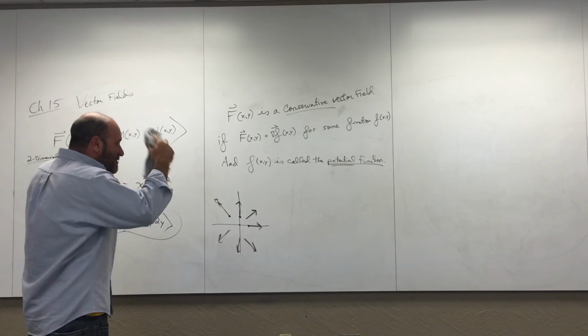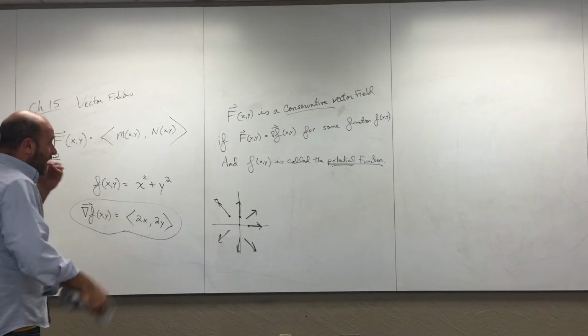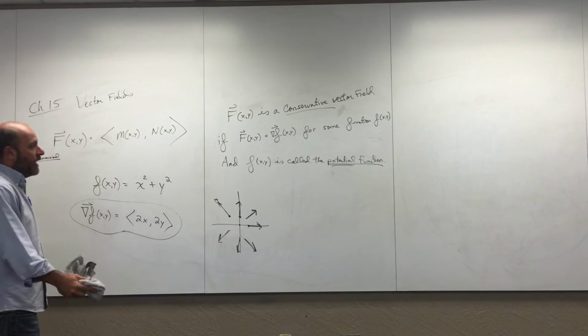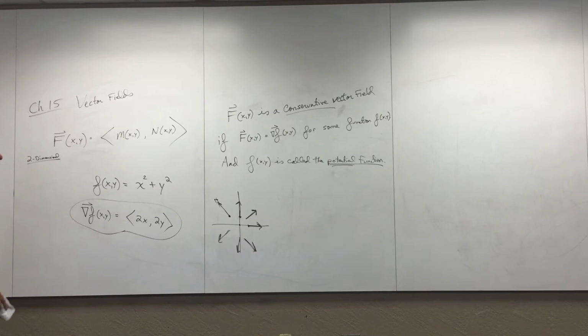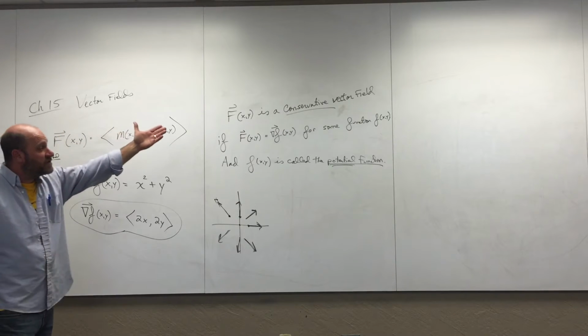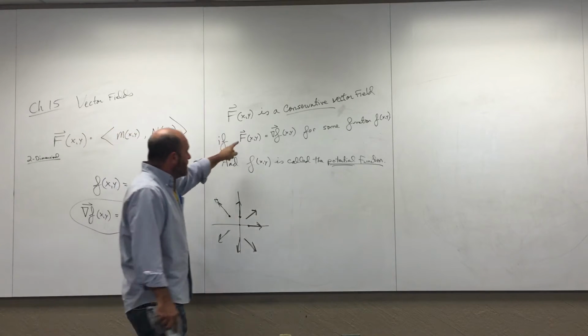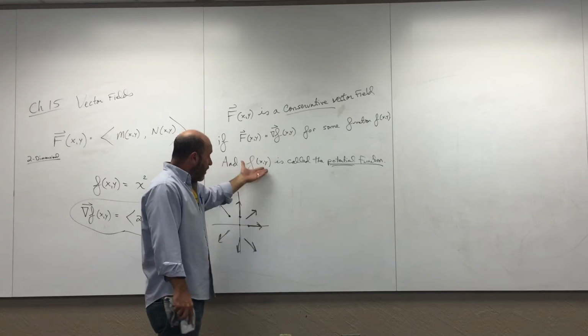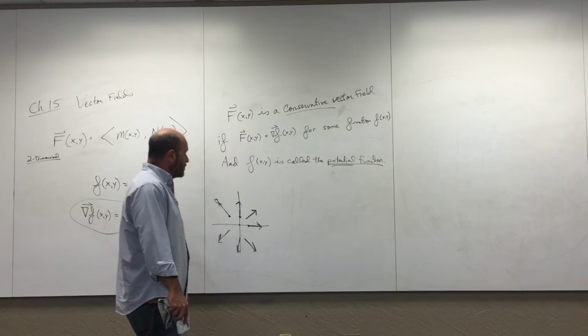But sometimes we approach these topics very mathematically. So that's my mathematical definition of what it means for a vector field to be conservative. It has to be somebody's gradient for some function out there. That function happens to be called the potential function.